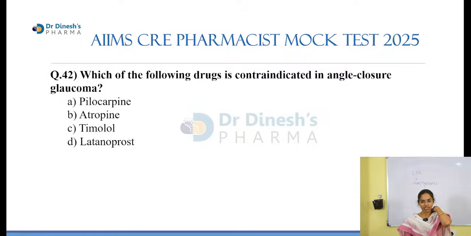Moving to the next question, which of the following drugs is contraindicated in angle closure glaucoma? Okay, the drug that is contraindicated in angle closure glaucoma. Pilocarpine, atropine, timolol, and latanoprost. Which is the right answer here? Atropine. Okay, atropine is contraindicated in angle closure glaucoma. Next slide, please.